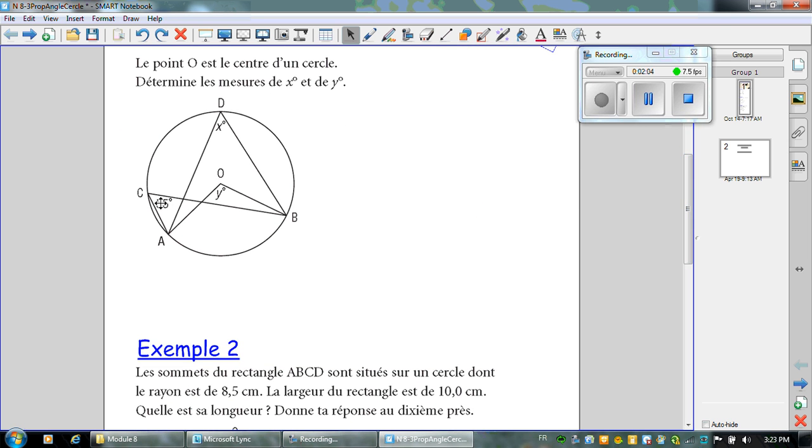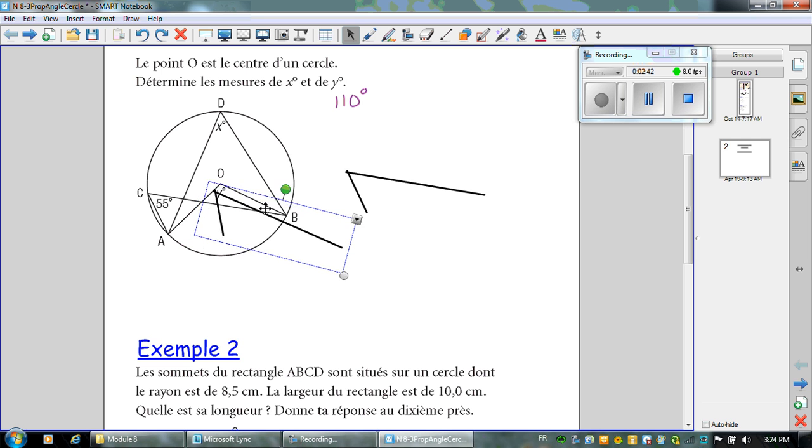So here the inscribed angle is 55. The angle in the center is going to be double. So that means that y will be 110 degrees. And here's the proof. So this angle here is going to be exactly double the one in the middle. So if I take this angle here and double it, it'll fit exactly in the middle.